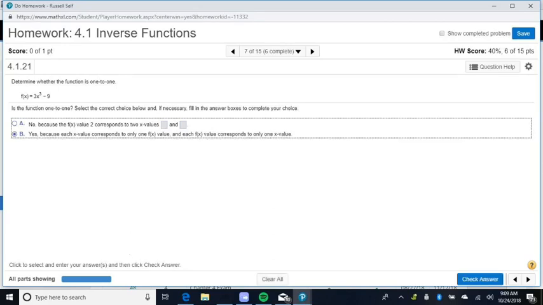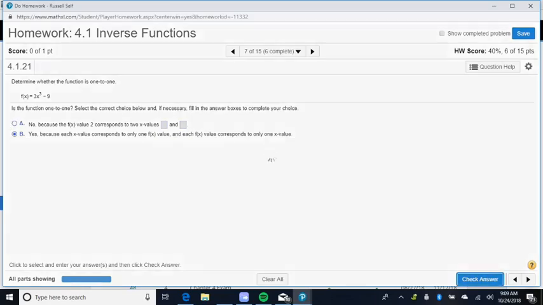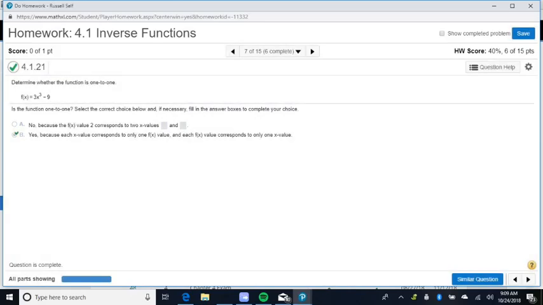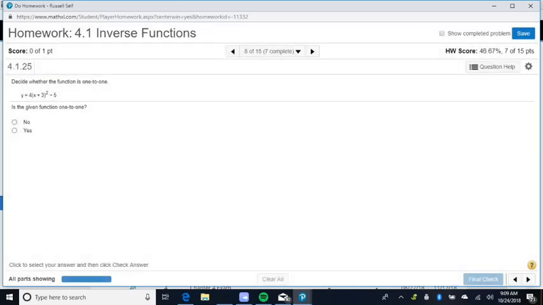Okay? So yes, it is a function. And it is one-to-one. Okay. Decide whether the function is one-to-one. Well, I'm going to tell you that this function is not one-to-one right off the bat. And you can tell because of that exponent right there.